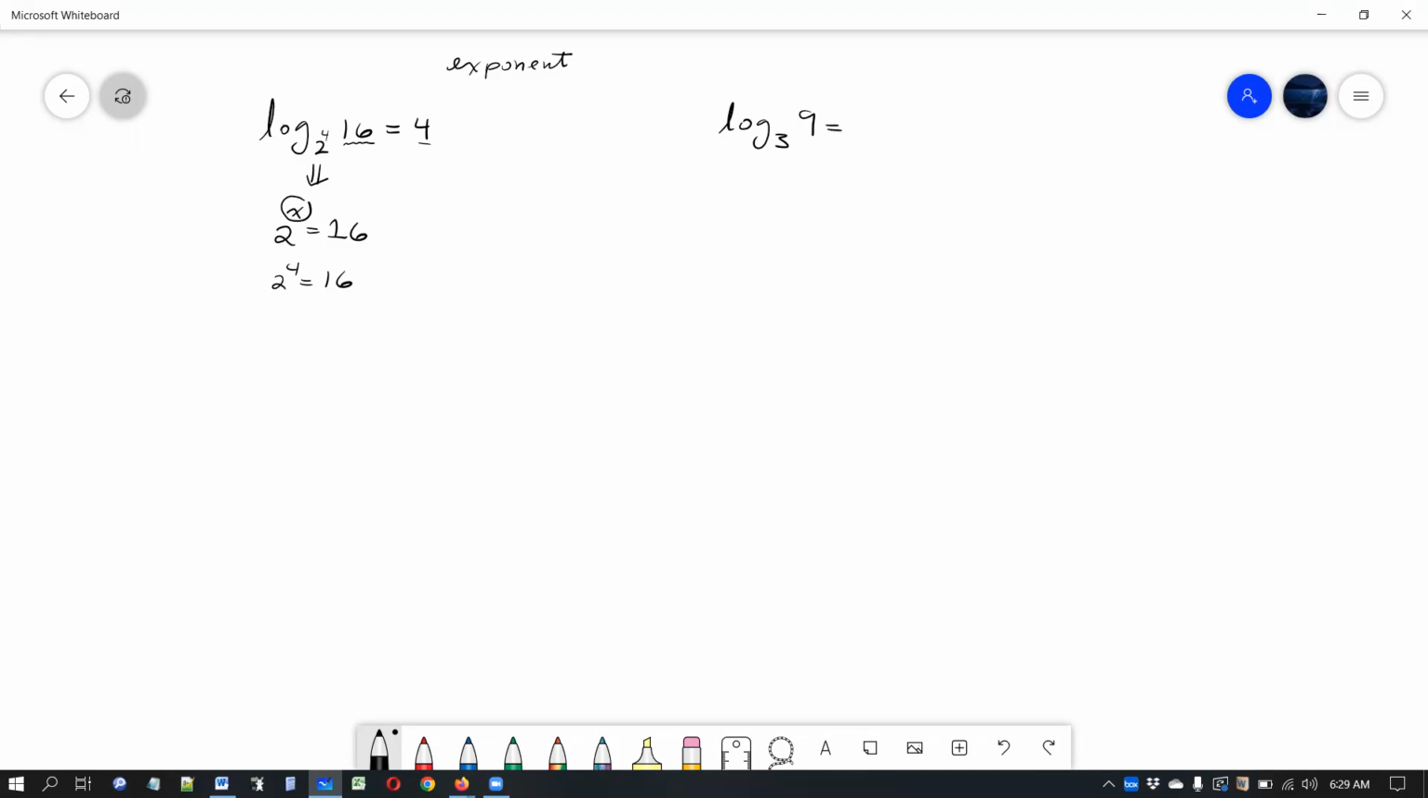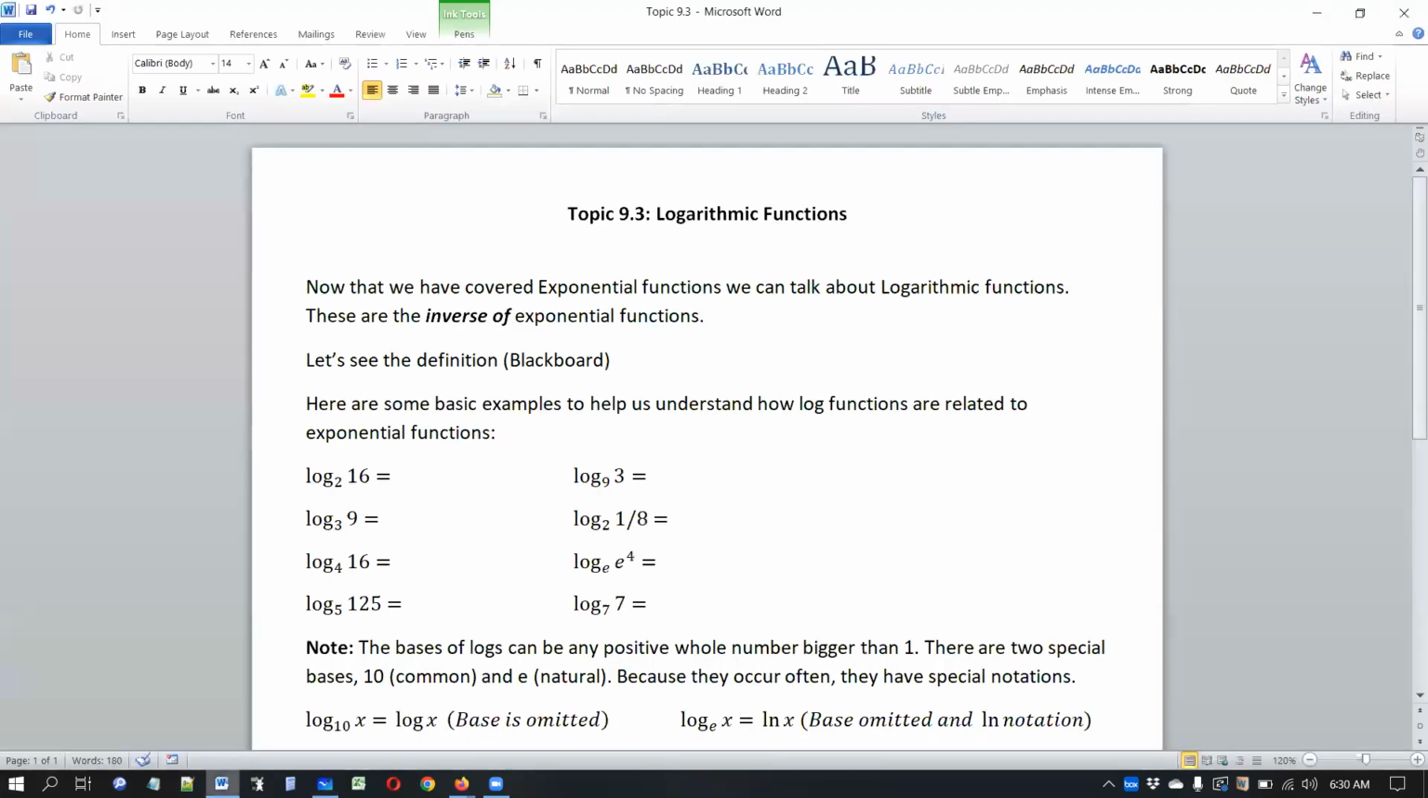How about this one? Log base 3 of 9. That answers the question 3 to the x equals 9. Which number do you replace x with to get 9? Yes, 2, right? Because 3 squared is 9. So that's basically the idea of a log.